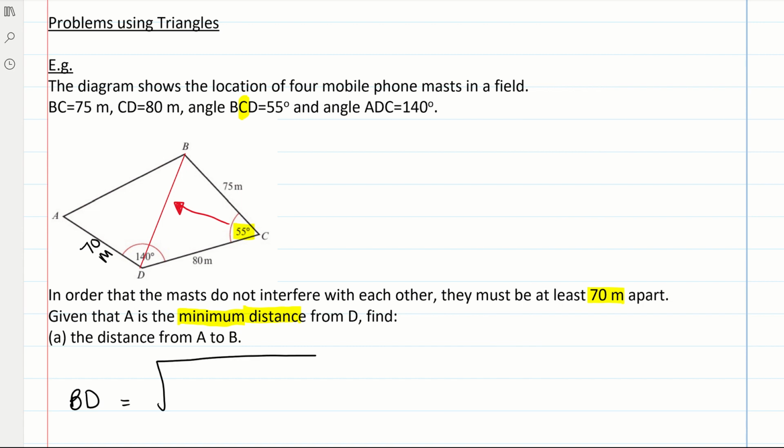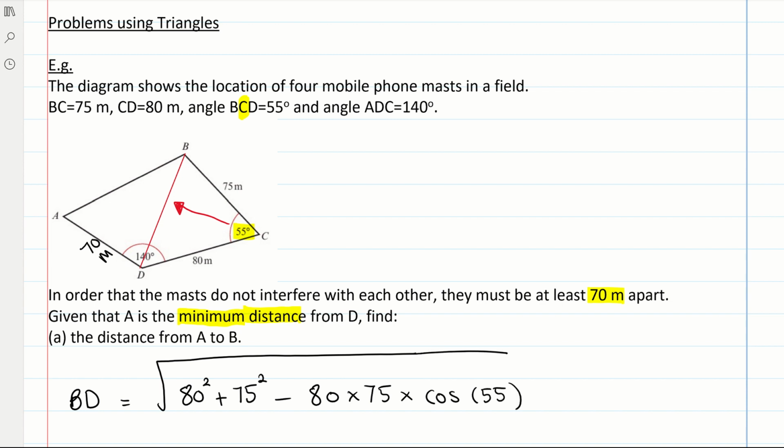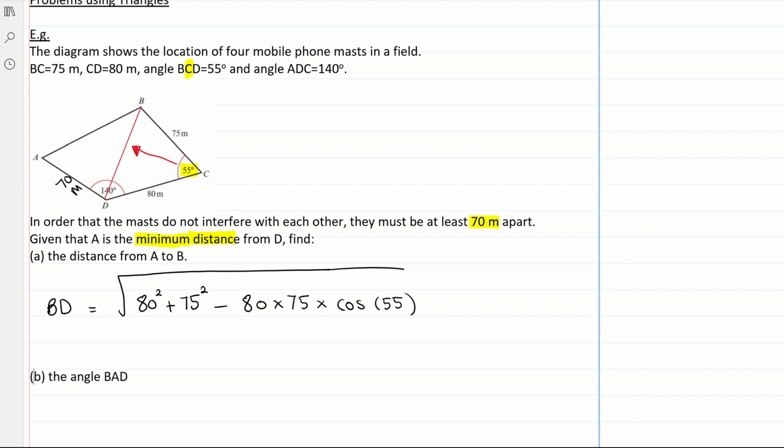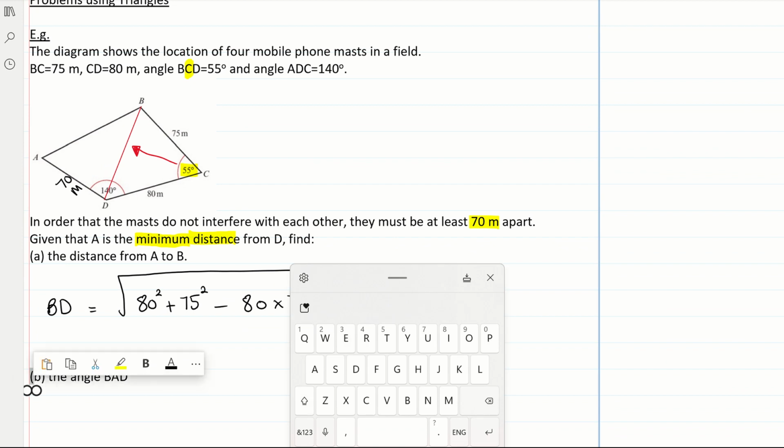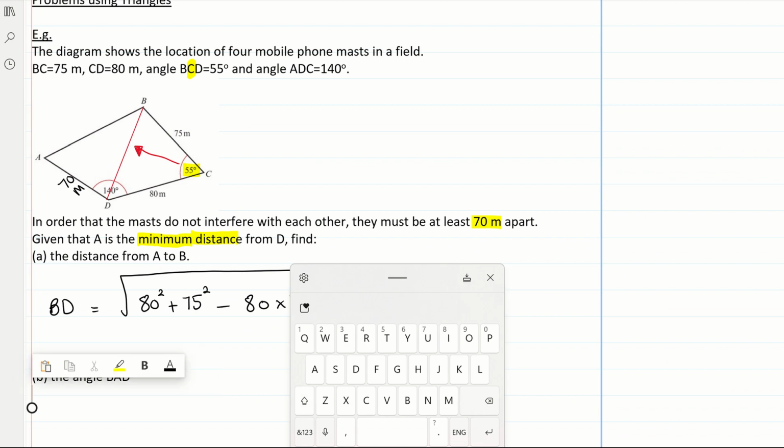So cosine rule, square root of 80 squared plus 75 squared minus 80 times 75 times cos 55, close brackets. Let's put a lot of space here. So enter.